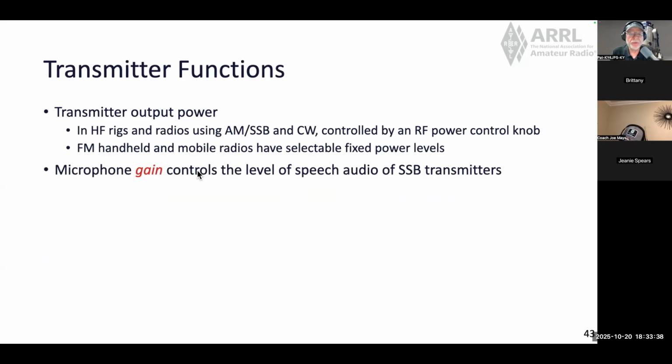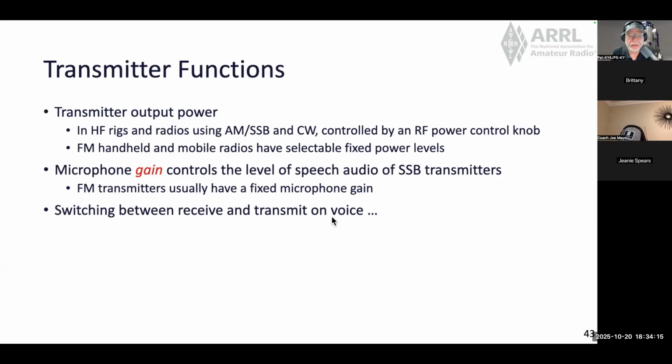The microphone gain controls the level of speech audio in single sideband transmitters. You can actually adjust that for how well your microphone picks up. Again, in the little handheld radios, that's a fixed microphone gain. The way you adjust the gain is you move in close to the microphone or you move away. And we'll talk about what this is here in a minute.